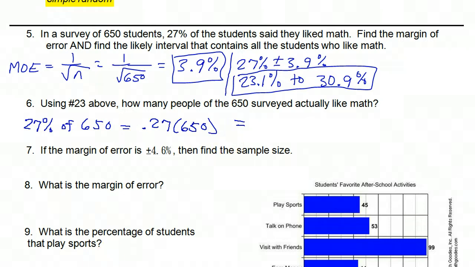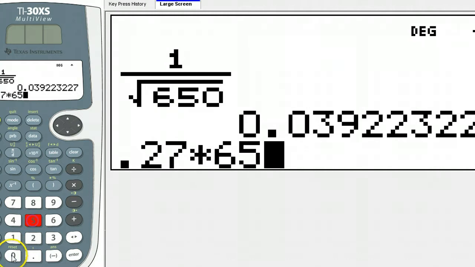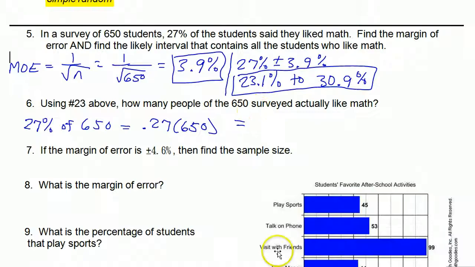All right, so that's 175.5. You can't really have half of a person, so I'm going to round to 176.